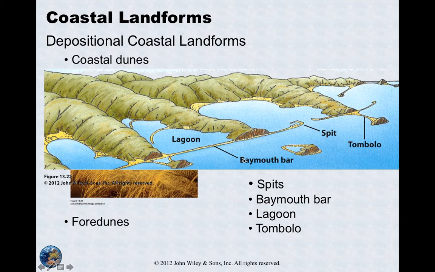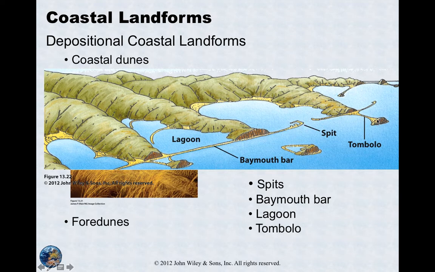Okay, so we see spits, we see baymouth bars. A lagoon is a little enclosed pool of salty, little bit fresh water that's now protected from the open ocean. Oh, we've got a tombolo. That's basically like a spit, except going from a headland.